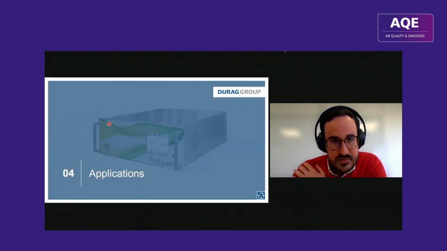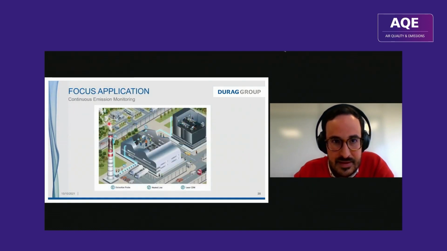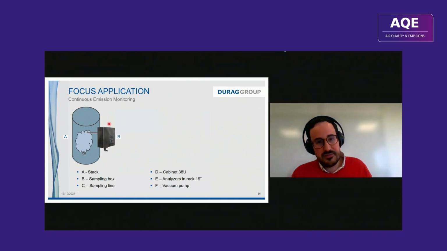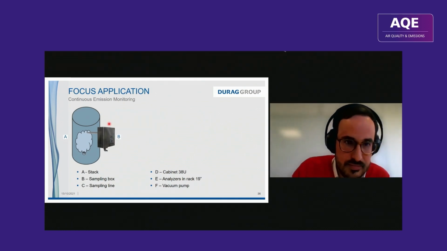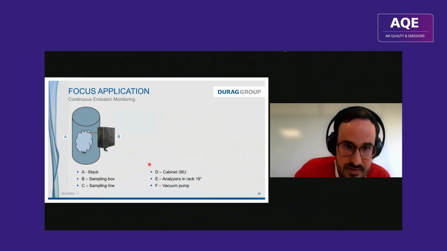So now we will go to the application in continuous emission monitoring. I will just go to the next slide. Continuous emission monitoring: you have your stack. We have a specific probe that we have designed to be sure that we keep the sampling line at the correct temperature up to the analyzer.